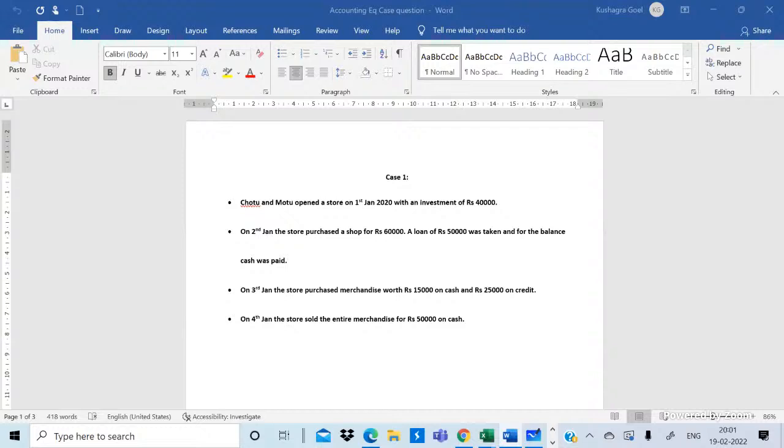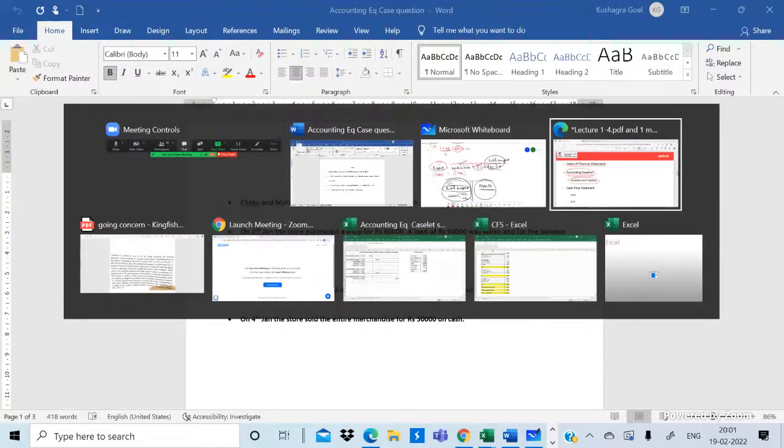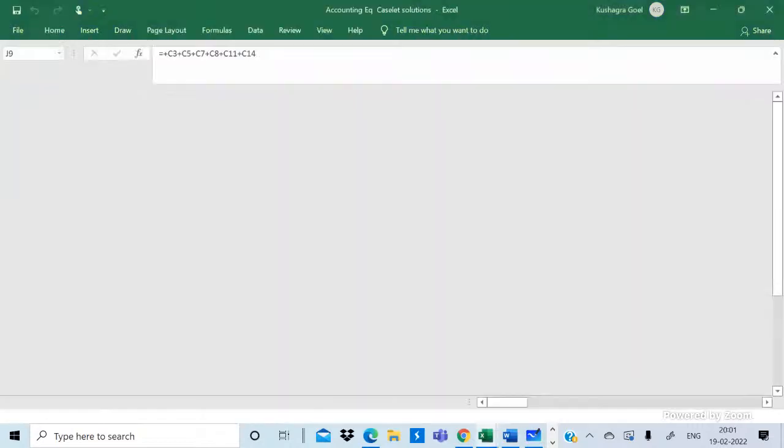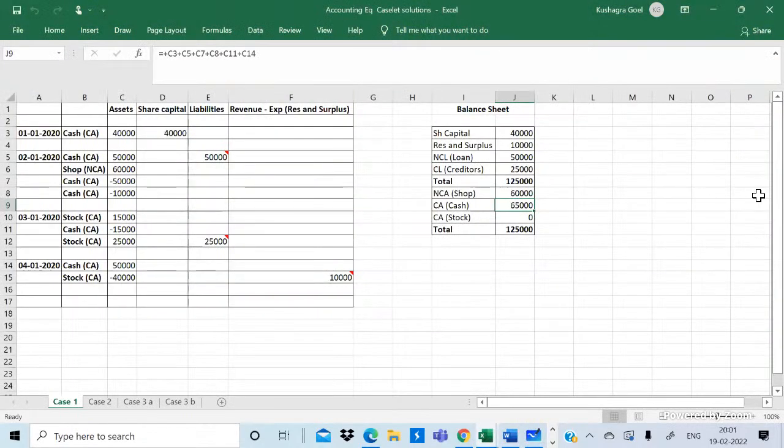And finally, on 4th of Jan, what they did is this company sold the entire stock that they had purchased on 3rd of Jan. They sold it for 50,000 on cash. So let's try and make that accounting equation. So let's go to the Excel that we have. So let's look at the solution for case number 1.